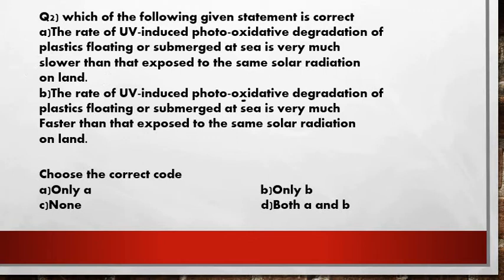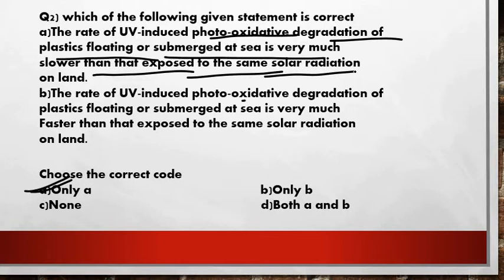So here let me tell you the answer. Only A will be the answer, because option A says the rate of UV-induced photooxidative degradation of plastic floating or submerged at sea is very much slower than that of plastic exposed to the same solar radiation on land. Yes, because water needs much more insulation as compared to the land. For this reason option B will be the wrong answer, because option B is saying that degradation of plastic floating or submerged at sea is very much faster than when exposed to the same solar radiation. So it is talking about faster. For this reason it will be wrong, right friends? So here our answer will be A.